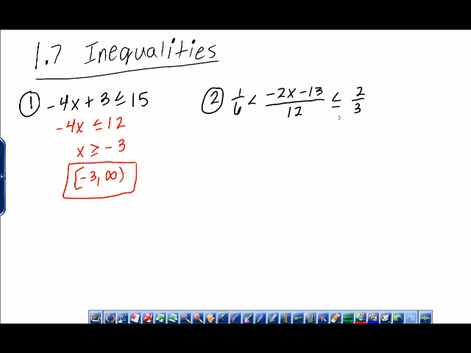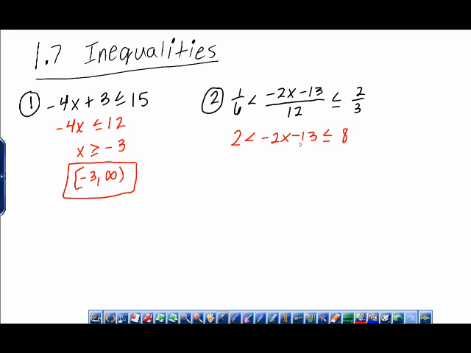So I look at the least common denominator of all 3 parts, that's 12, and I'm going to multiply the whole thing through by 12. So 12 times 1/6, that's 2. The middle part, when you multiply by 12, cancels out with the 12 in the denominator, and you're left with negative 2x minus 13. And then 12 times 2/3, 12 over 3 is 4, 4 times 2 is 8. And now you don't have a fraction to deal with.